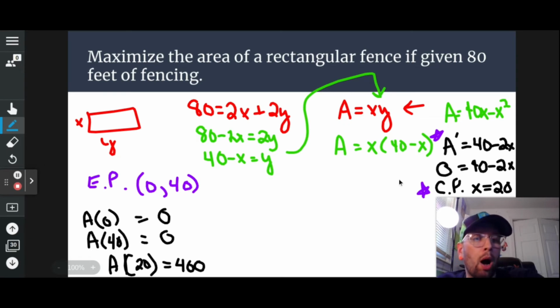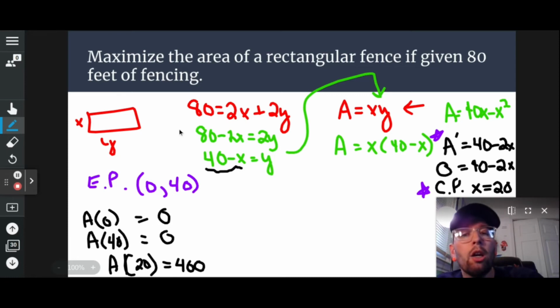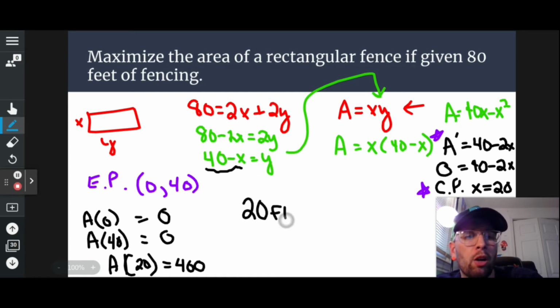How do I find my y? By going over here and saying 40 minus 20 is my y. So my side measurements that are going to maximize my area are going to be 20 feet by 20 feet.